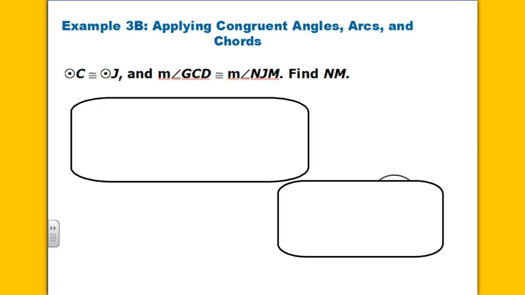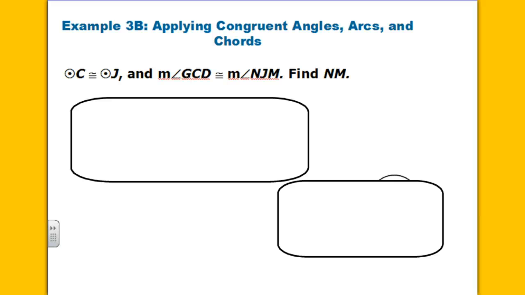Okay, in this example, you're just given a statement without a diagram. You could certainly draw it. Circle C is congruent to circle J. The measure of angle GCD is congruent to the measure of angle NJM.